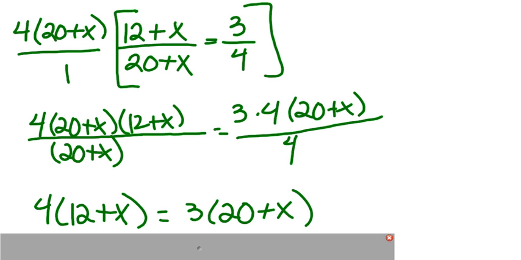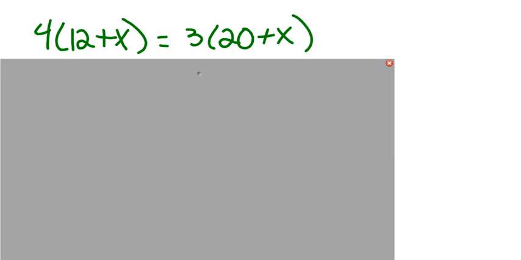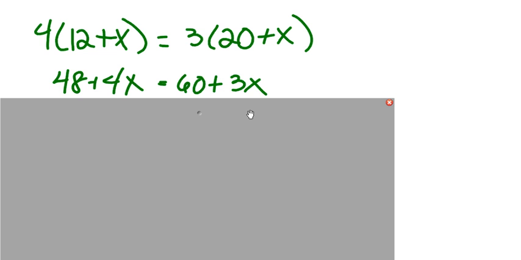At this point, we're just going to perform our operations like we normally do to solve for x in the equation. So that means on the left, distributing 4 to your 12 plus x. On the right, distributing 3 to the 20 plus x. That would give us 48 plus 4x equals 60 plus 3x.